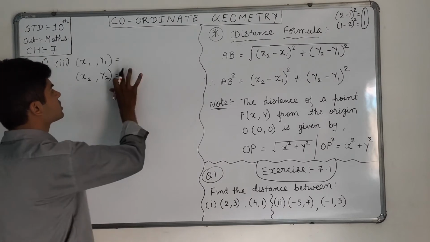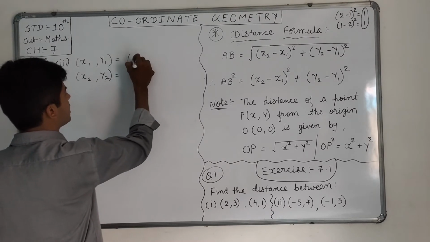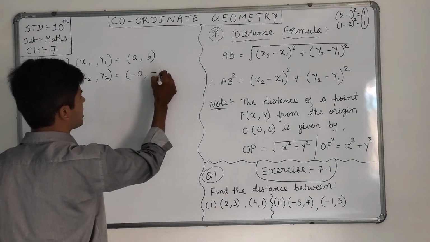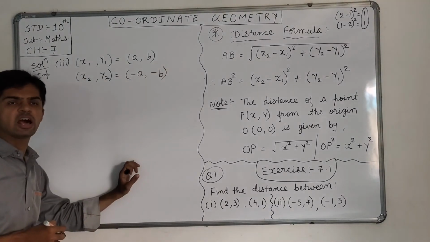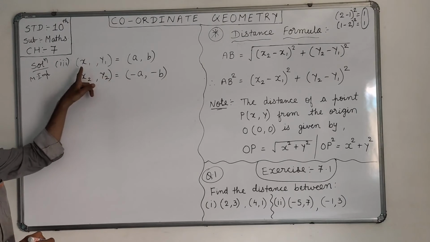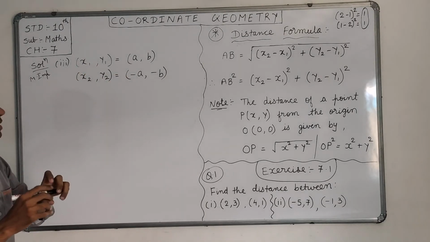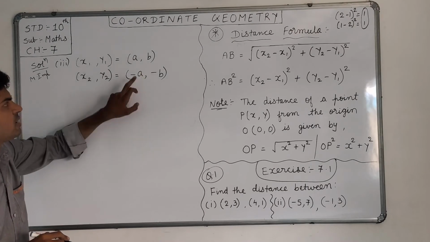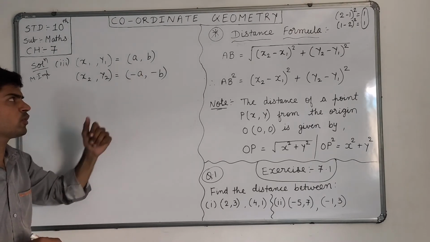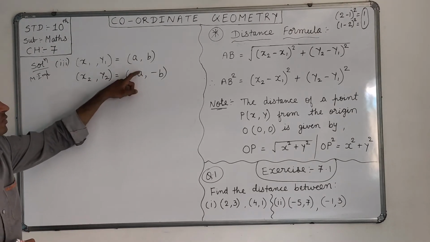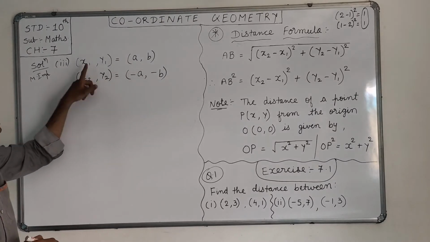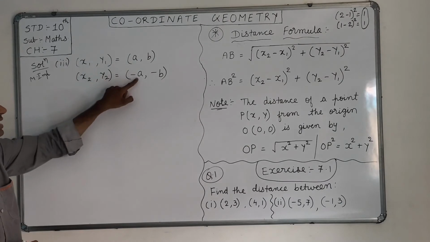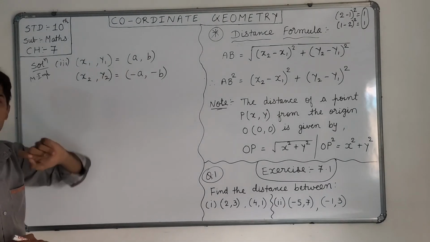Here in the third question the coordinates are not numbers but alphabets. The question is, you have to find the distance between the 2 points. The points are (a, b) and (minus a, minus b). From this we can understand that x1 will be a, y1 will be b, x2 will be minus a, y2 will be minus b.